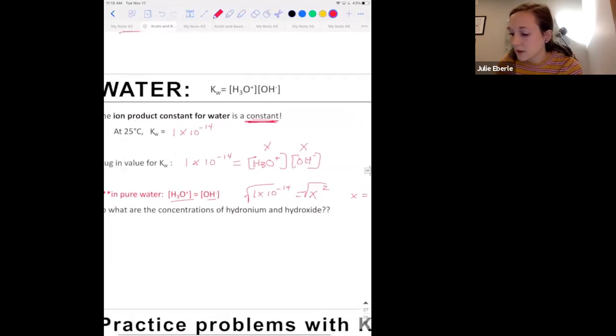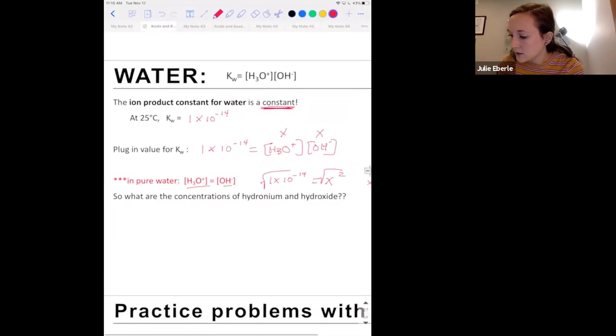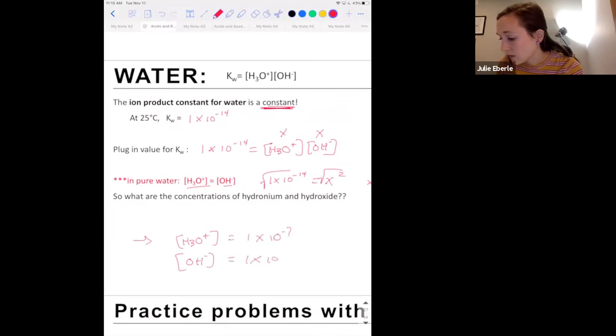So guess what? The concentrations of H3O plus and the concentration of OH minus, they're both equal to 1 times 10 to the minus 7. And this is in pure water, okay? Pure water.